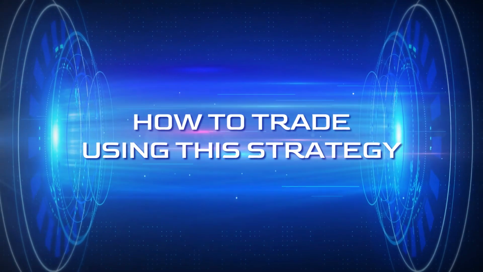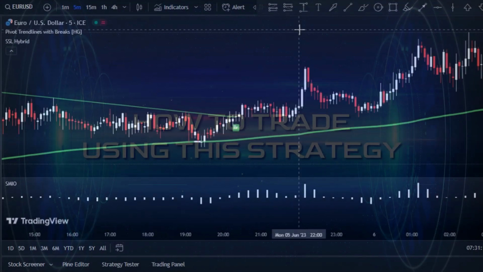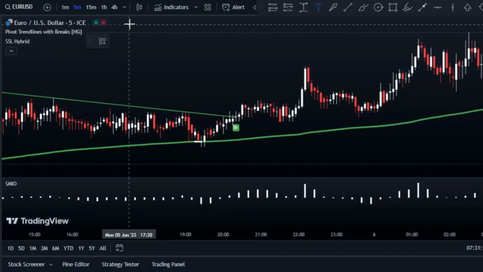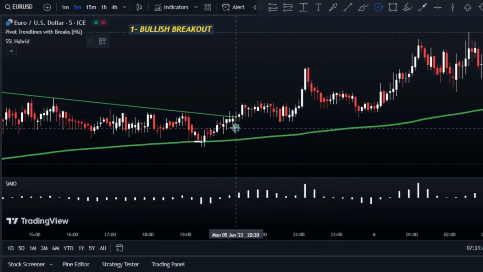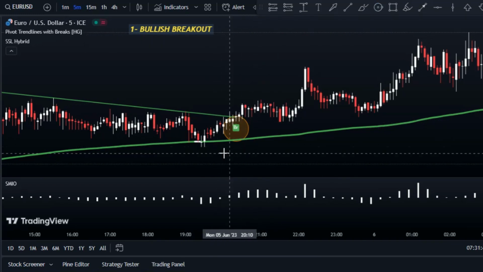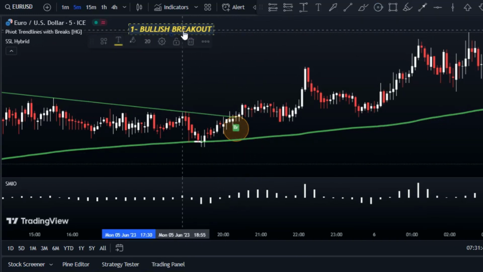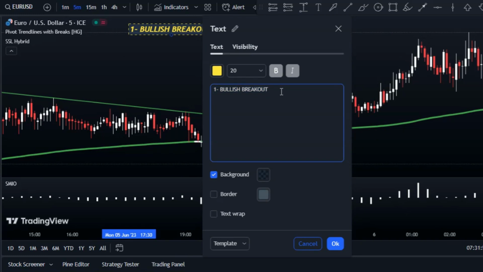Now let's discuss how to enter trades in this strategy. To enter a long trade, these conditions must be met. First, a bullish breakout must occur, meaning a candle closes above a green trend line. Next, we need to confirm an upward trend. Since the price is above the SSL hybrid indicator, which is green, the trend is upward.